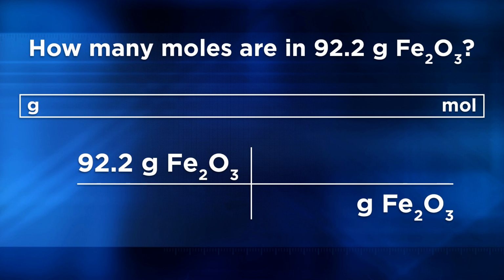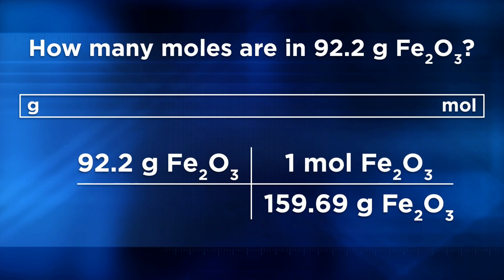Well, next I want to convert from grams to moles. So I will put the molar mass of iron 3 oxide in the denominator, which is 159.69 grams. Then I'll just write 1 mole of iron 3 oxide in the numerator. That's the conversion factor that we need. Exactly right. How did you come up with that number for the molar mass?